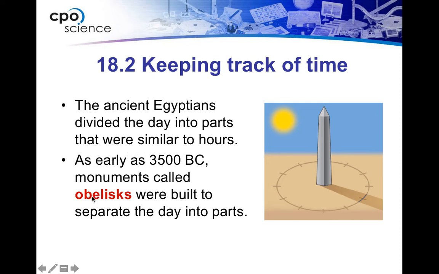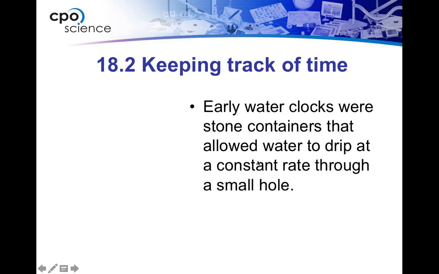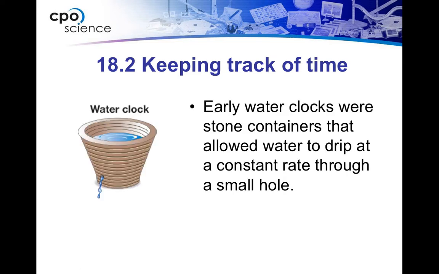They used, I'm going to butcher this, obelisks, I think it's pronounced. They were built to separate days into parts, and so it's usually indicated by a large pole of some kind with a circular object on the bottom, breaking it down into different parts. Some clocks were even water clocks, which just means the slow drip of the water counted out the amount of hours left in the day.